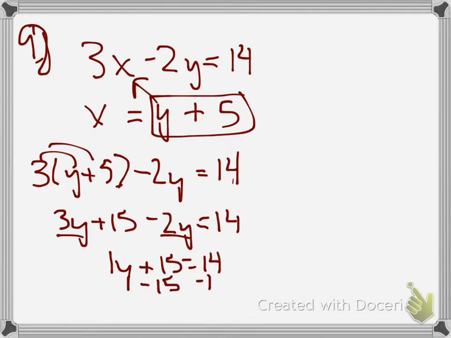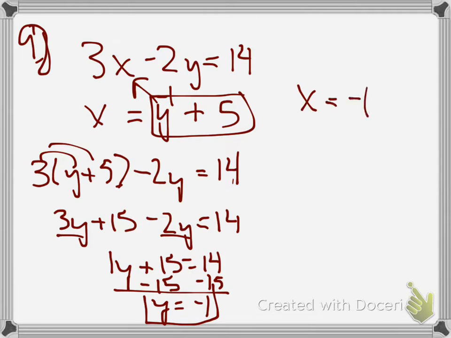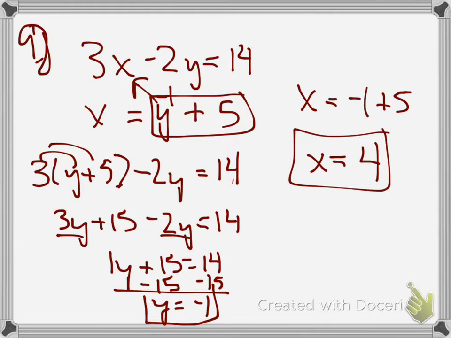Subtract, and y is equal to negative 1. I don't need the 1y because it's just a 1. So y is equal to negative 1. Put that in here. Negative 1 plus 5 gives me an answer of 4.